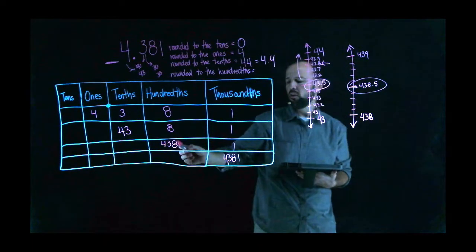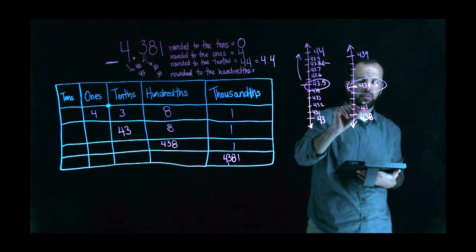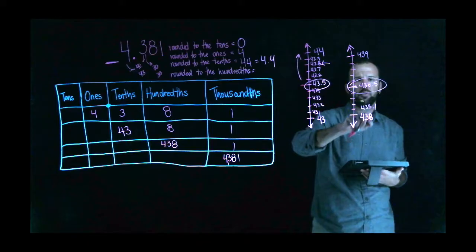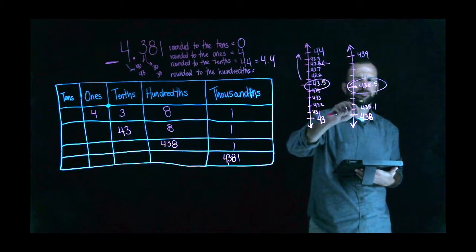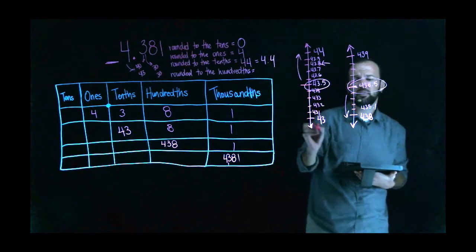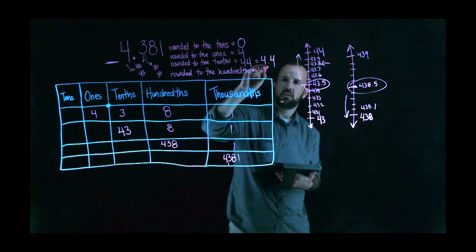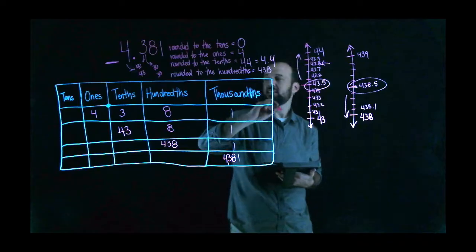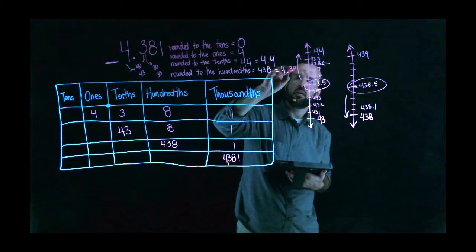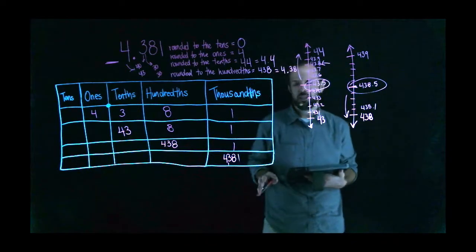Our number's 438.1, right? Because we would have 1 thousandth. 438 and 5 thousandths would be the halfway point. So this one is definitely going to round down to 438 hundredths, which is the same as 4.38. Hopefully this is starting to click, starting to gel, starting to make a little bit more sense.